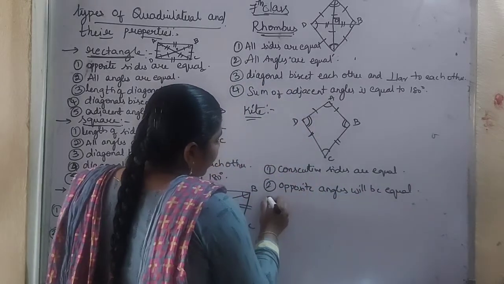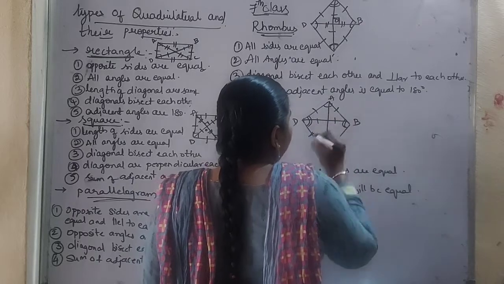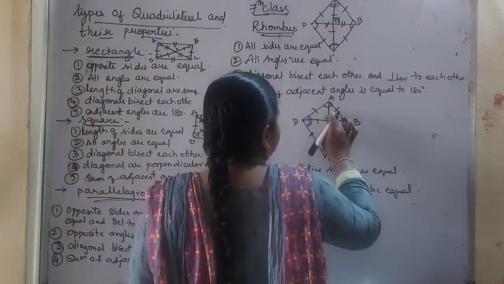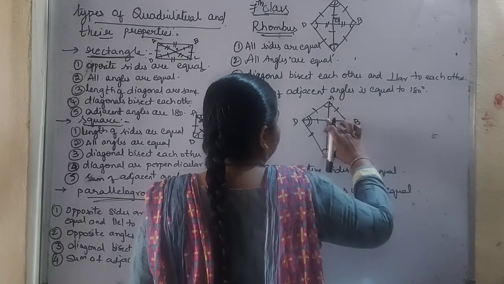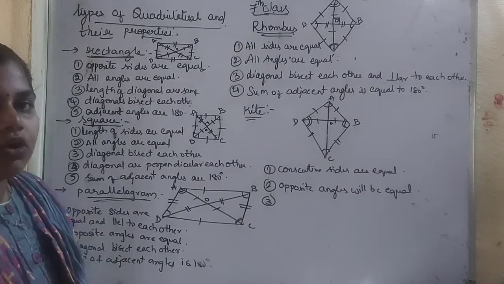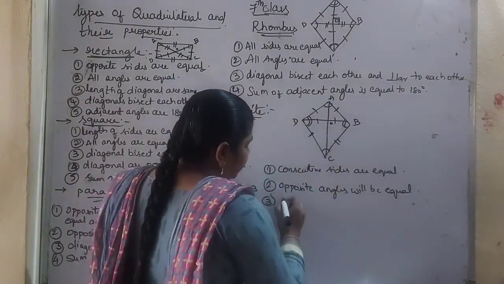And next about diagonals. If you see the diagonals, only one pair of the diagonals will bisect each other. The other pair will not bisect each other. That means the length of this part and this part is not equal. So only one pair of diagonals will bisect each other. This and this will be bisecting each other.